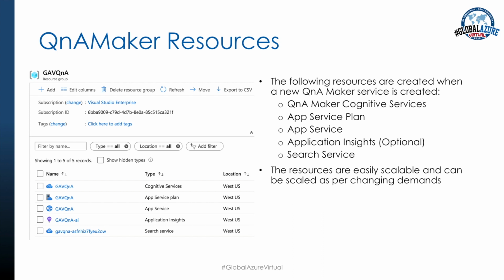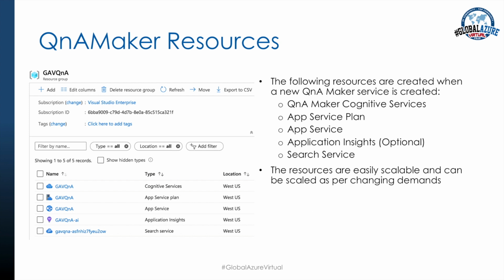So to get started with it, a basic prerequisite is that you must have an Azure subscription available for this. So these are basically the list of resources that would get created. The most important is the QnAMaker Cognitive Service. This QnAMaker service is a part of the Azure Cognitive Services, and this would get created if you start using it. Apart from this, there would be an app service plan that would host an app service and an optional application insights resource.